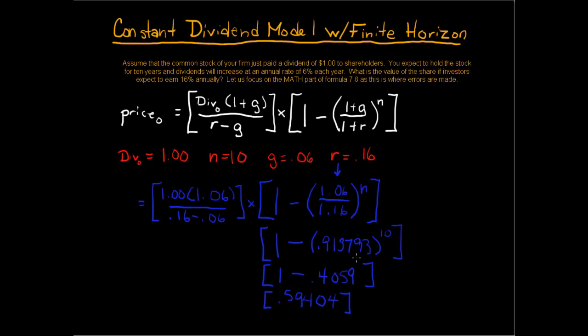Now, I want to stress here, you have to take the first component and do the division before you can do the power function. So we'll have 0.913793. On your calculator, you'll put that in and press y to the x, press in 10 equals, that'll give you 0.4059, then subtract that number from 1 to get 0.59404.